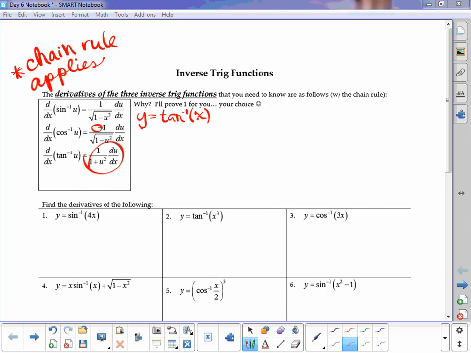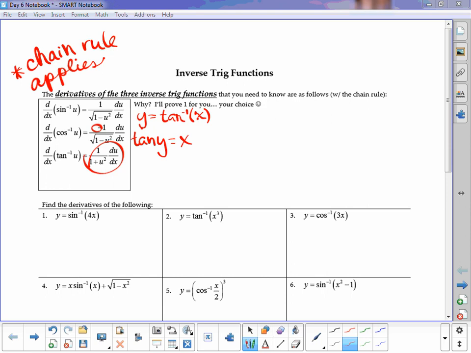What is the inverse operation of arctangent? Tangent. So tangent and inverse tangent are inverses. They undo each other. So if I take the tangent of both sides, I can rewrite this as tangent y, tangent of inverse tangent cancel each other out, equals x. Are we okay with that? We're really just converting it to original tangent.